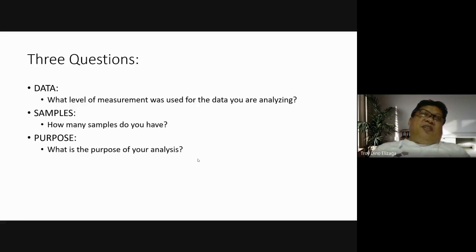So to choose the statistical test, you only need to ask three questions. One about data, second about samples, and then the purpose. In data, the question is what level of measurement was used for the data you are analyzing. For the sample, you ask yourself how many samples you have. And then the purpose: what is the purpose of your analysis? The answers to these three questions will determine what type of statistical test will be used from the seven that I showed you earlier.